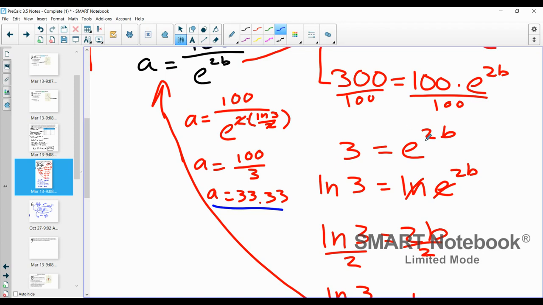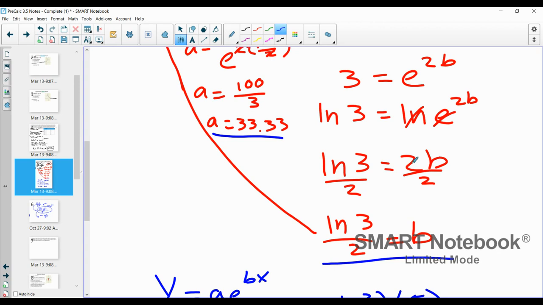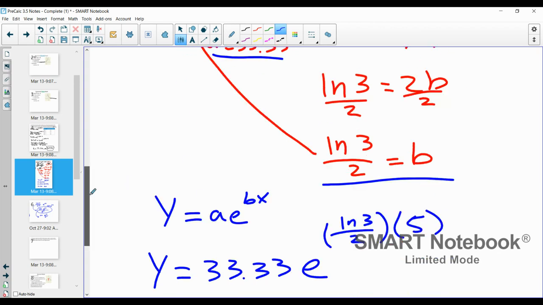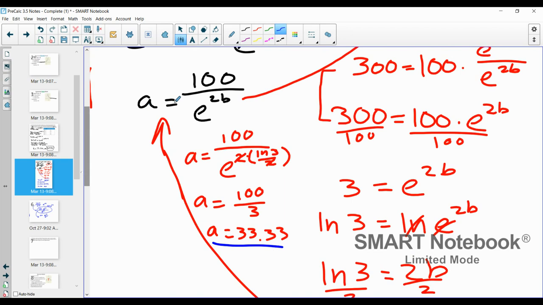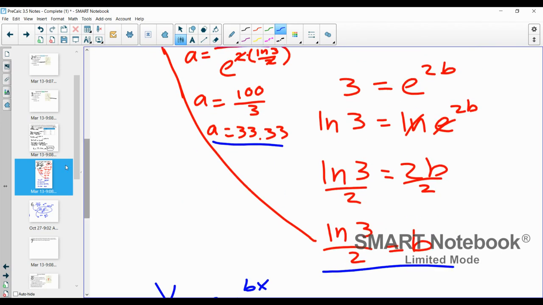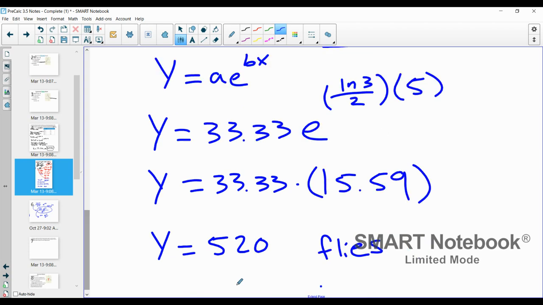I'm left with 3 equals e to the 2B. ln of both sides to get rid of the e and bring down the exponent. Divide both sides by 2, and I come up with this B value. I then take the B value and plug it back in so I can find an actual number for my A. That's what I did here. I plugged my B value in and solved for A. And again, this is a lot of calculator work there. And then once I had an A and a B, I can then plug into my equation and solve for Y. Because they gave me an X, I had a B, I had an A, I could solve for Y.